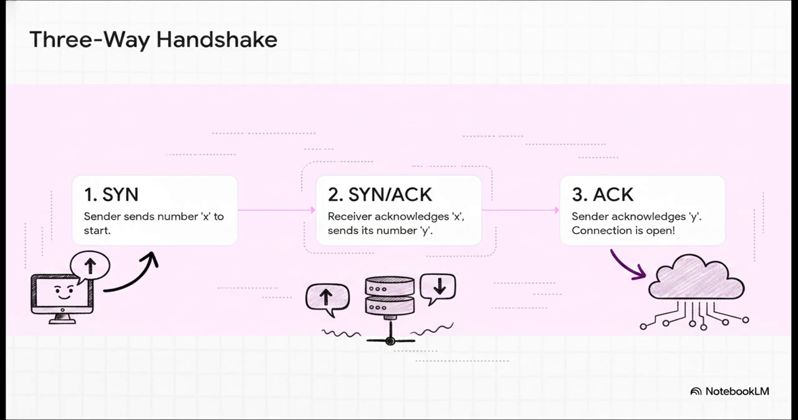It goes like this. First, the sender says SYN, which is like saying, "Hey, want to talk? My starting number is X." Then the receiver says SYN/ACK, which means, "Sure, I see your X, and my starting number is Y." Finally, the sender says ACK, "Cool, I got your Y." Only then, after all that back and forth, can you actually start sending data.